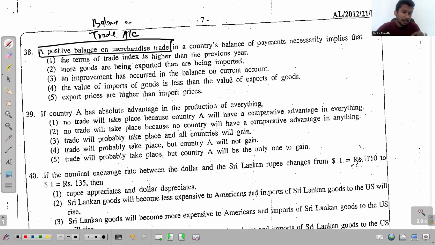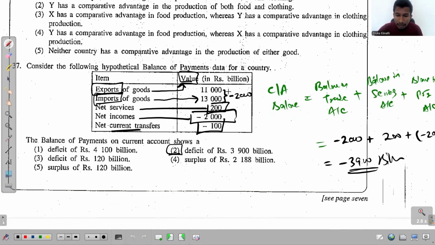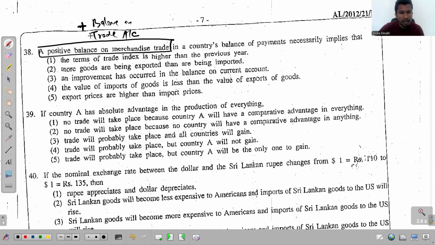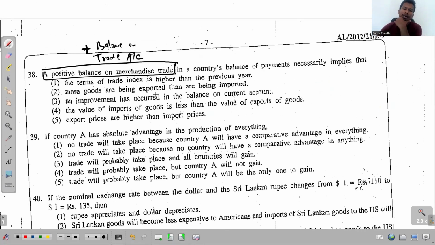All right, so the balance in trade account, unlike in our previous question, because in the previous question we had a negative value in the trade account, but unlike in that, here we have a positive balance in the trade account. So a positive balance in the trade account in a country's balance of payments necessarily implies which one of the following? All right, the first one, the terms of trade index is higher than the previous year.